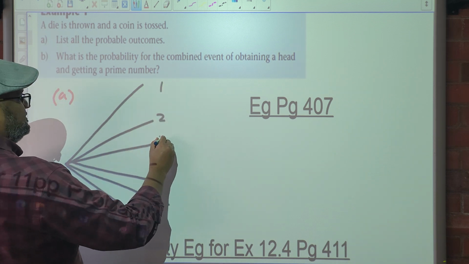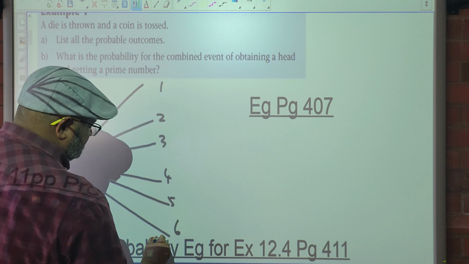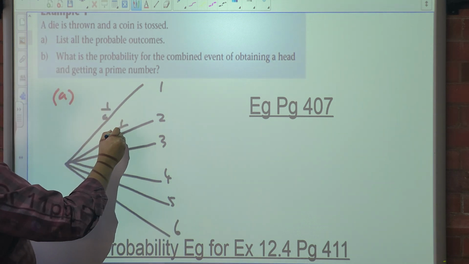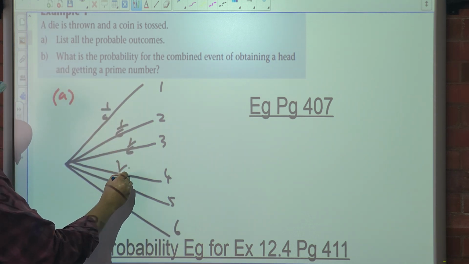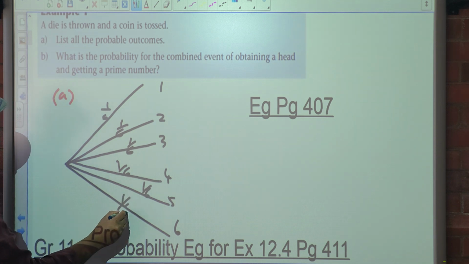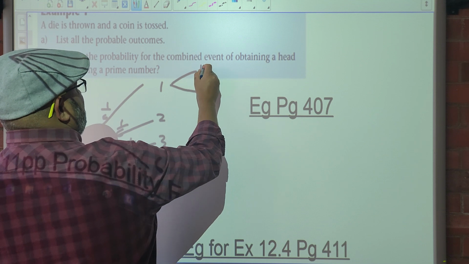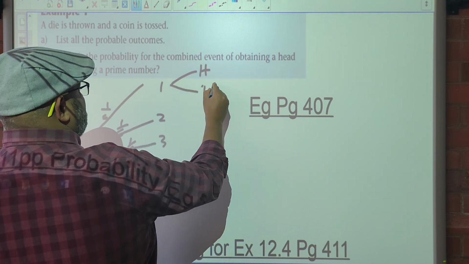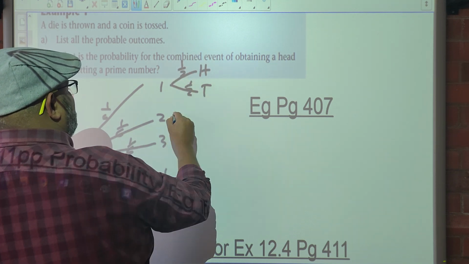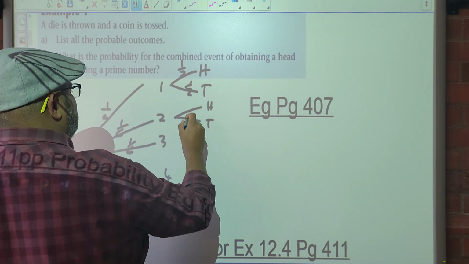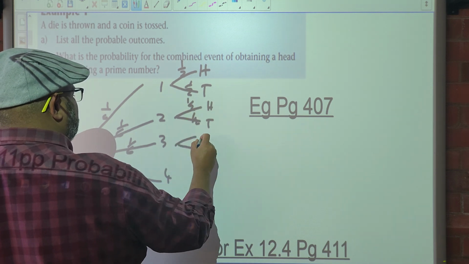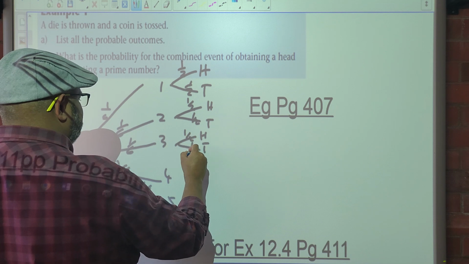Okay, so it's 1, 2, 4, 5, 6. As you see, that's 1 out of 6, 1 out of 6, 1 out of 6. And then all those branches add up to 1. If I throw a 1 on the die, I can get a head or tails on the coin. Heads or tails, 1 out of 2, 1 out of 2.